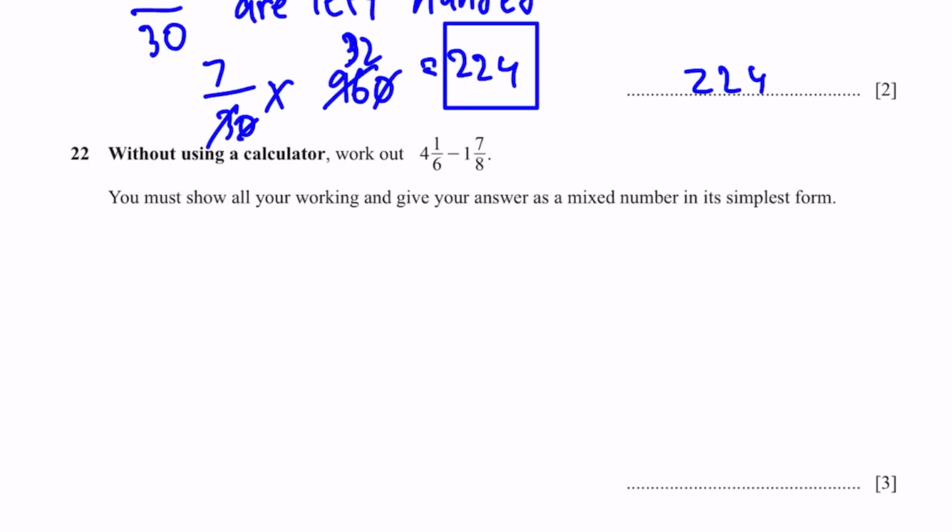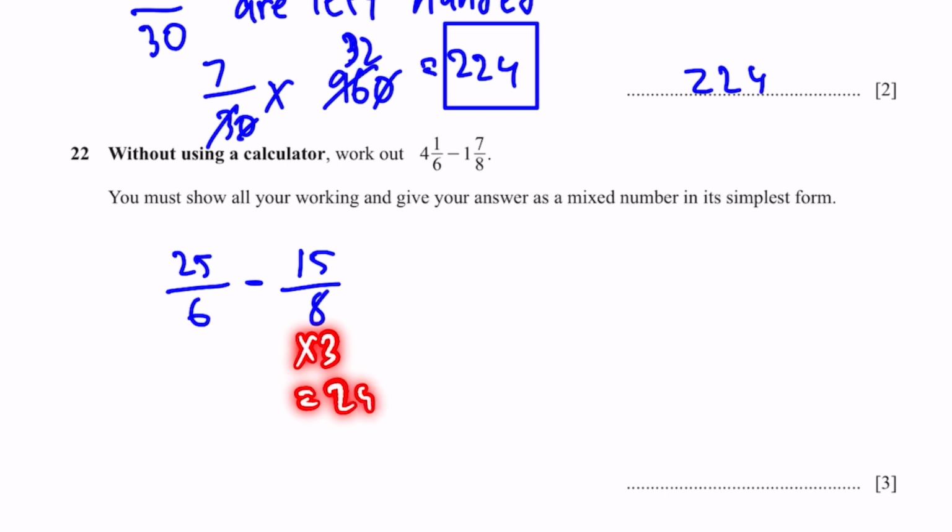Without using a calculator, work out 4 by 6 minus 7 by 8. You must show all your working and give your answer in simplest form. So first, let's convert these to improper fractions. 25 by 6 minus 15 by 8. Now let's take the LCM of 6 and 8. 6 into 4 is 24, and 8 into 3 is also equal to 24. Therefore, the answer is 24.